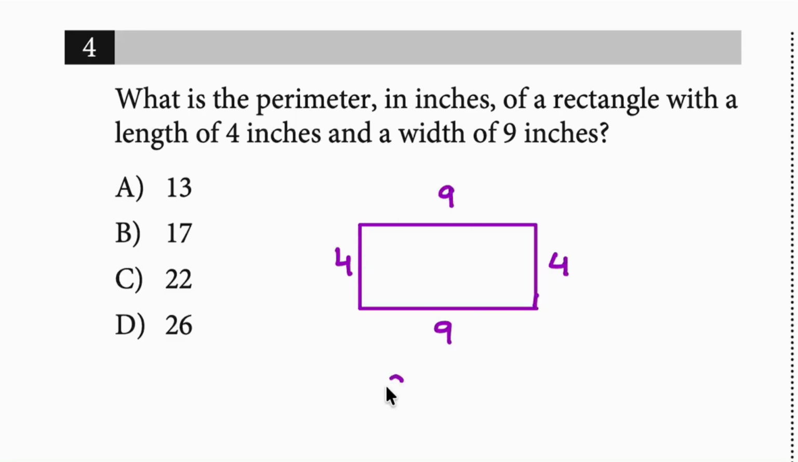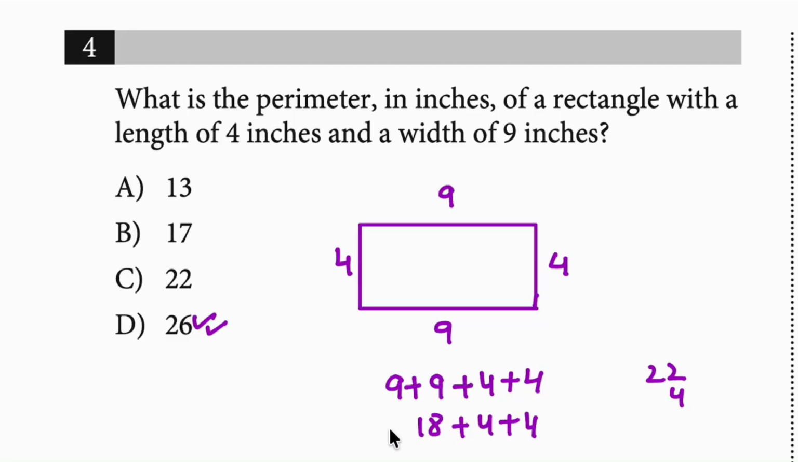When you are doing the perimeter, that means you are doing 9 plus 9 plus 4 plus 4. So 18 plus 4 plus 4, 22 plus 4, 26. I have done the whole calculation because I just want to tell you, but you can do it orally in your head and click the answer, right?